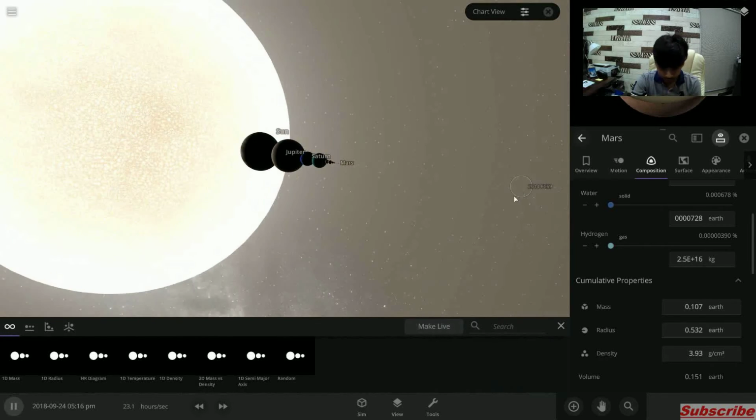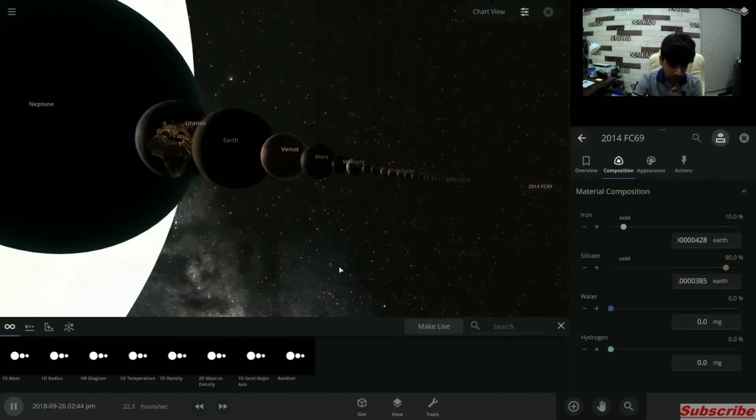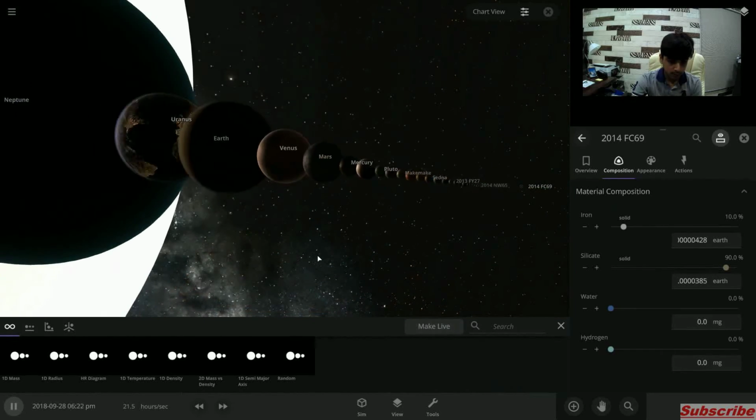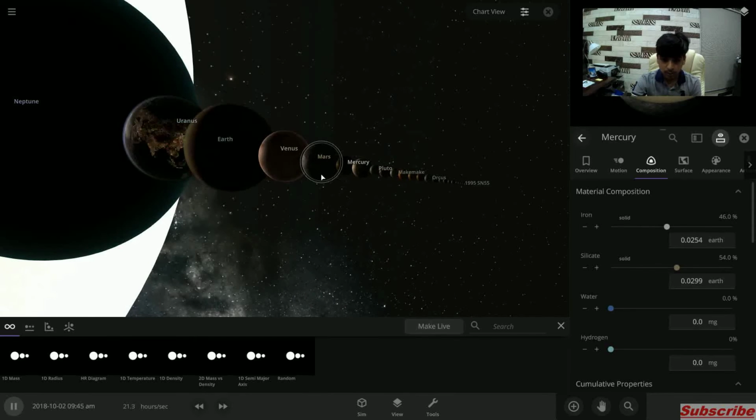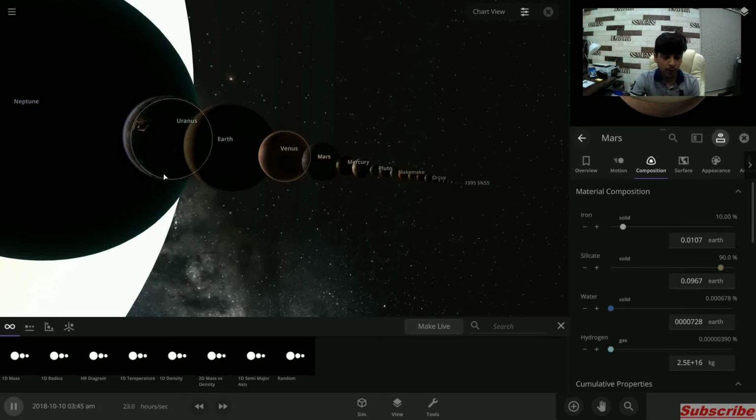Okay. So this is Mars over here. No, that's Mercury, sorry. Yeah, this is Mars over here, and it is a quarter size of Earth. So if there was no space, there would be four Mars masses in Earth, basically.